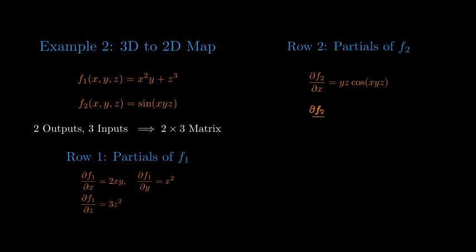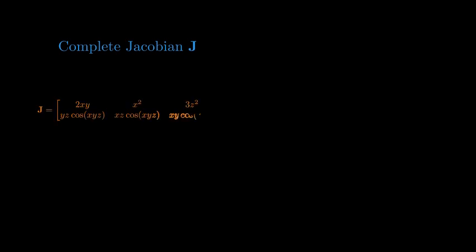For the second row, we compute the partial derivatives of f2 with respect to x, y, and z using the chain rule. The partial derivative of the sine of x times y times z with respect to x is y times z times the cosine of x times y times z. The partial derivative with respect to y is x times z times the cosine of x times y times z. The partial derivative with respect to z is x times y times the cosine of x times y times z.